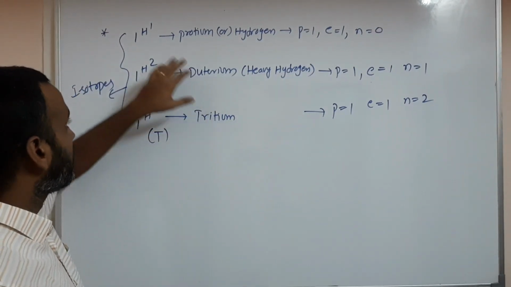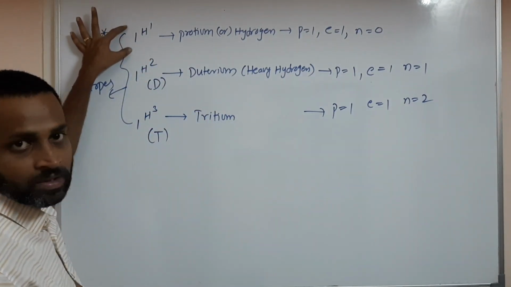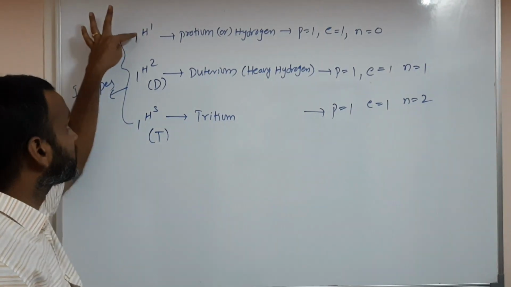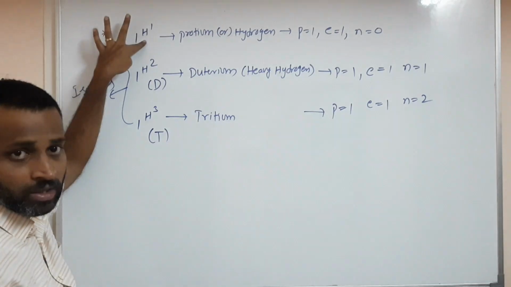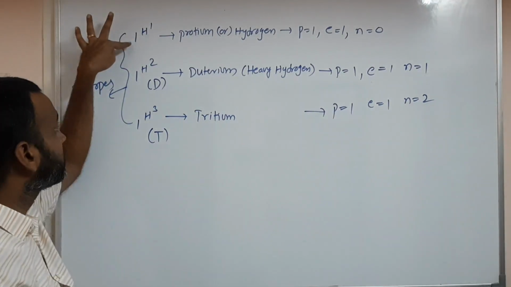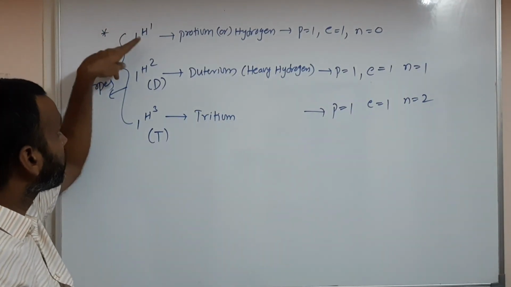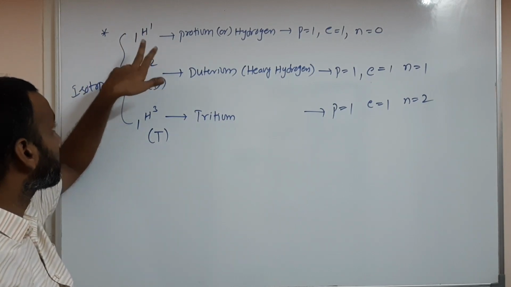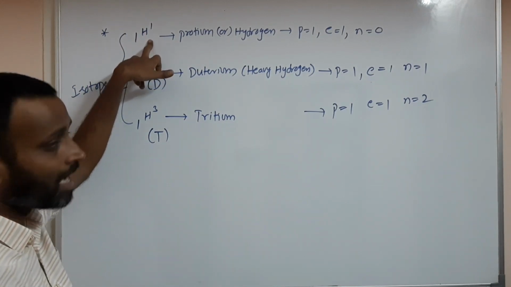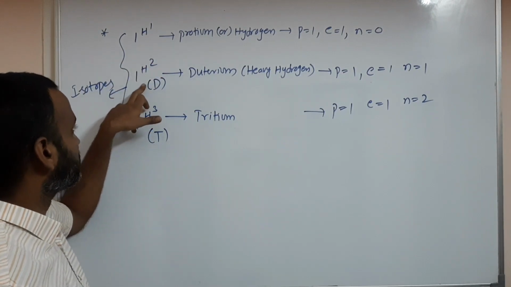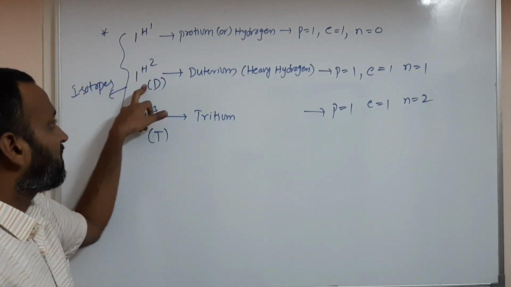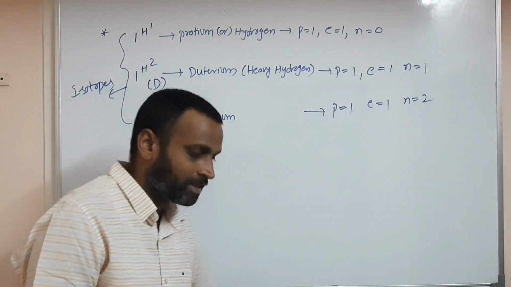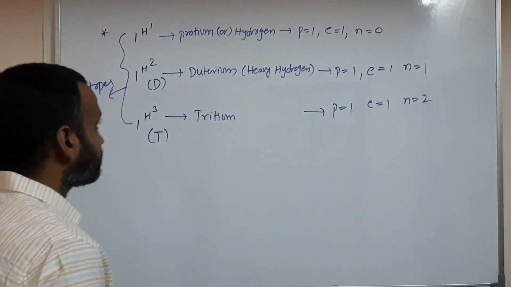Most abundant is hydrogen. You know, in the universe 70% is hydrogen, as water and all the remaining. So it's most important, and among these three isotopes, this one is more abundant, this one is very less, 0.15 something, and tritium is only in traces. So all these three are very less abundant.